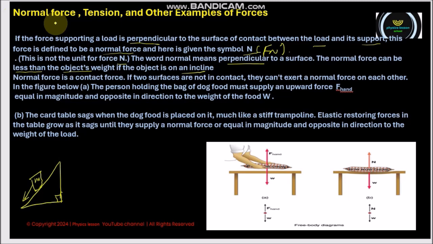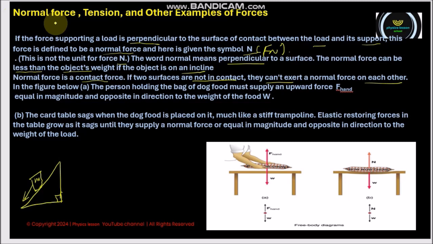So normal force is a contact force. If two surfaces are not in contact, they can't exert a normal force on each other. That means this normal force is created when two objects are in contact. Okay.